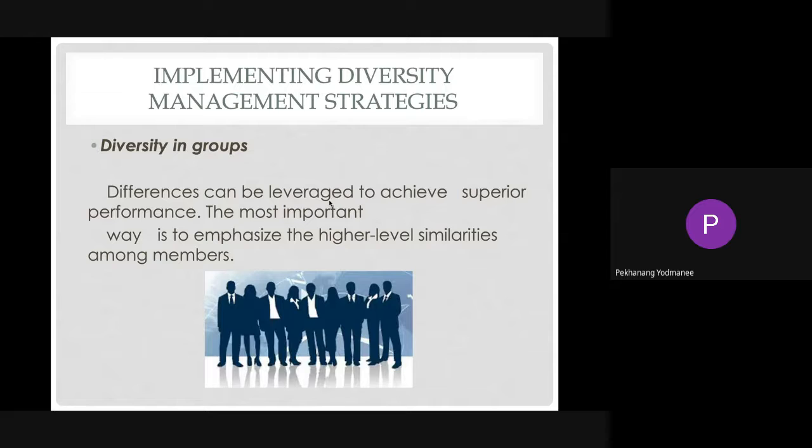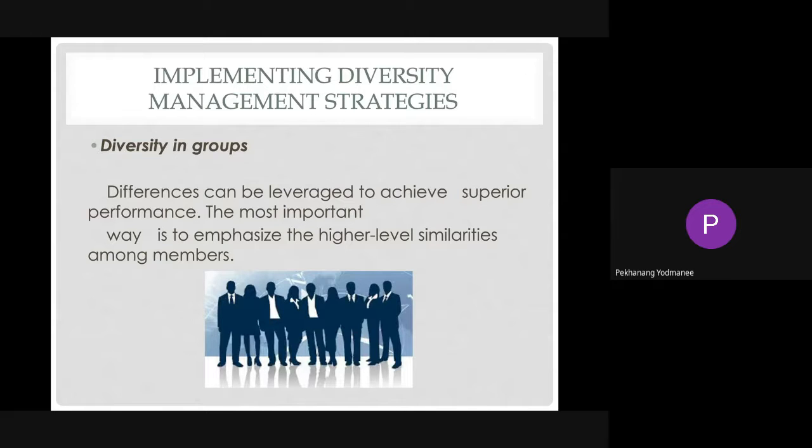Groups of individuals with different types of expertise and education are more effective than homogeneous groups. Similarly, a group made entirely of assertive people who want to be in charge, or a group whose members prefer to follow the lead of others, will be less effective than a group that mixes leaders and followers. Differences can be leveraged to achieve superior performance.